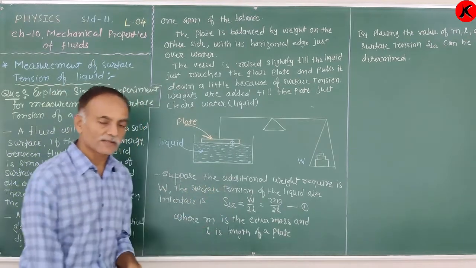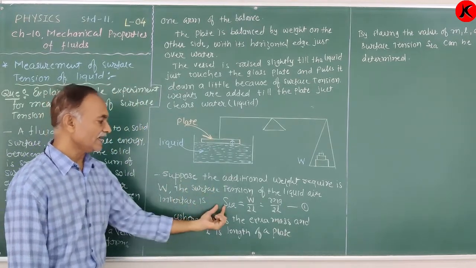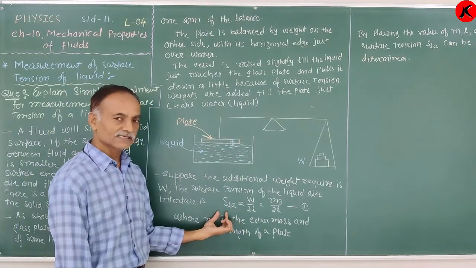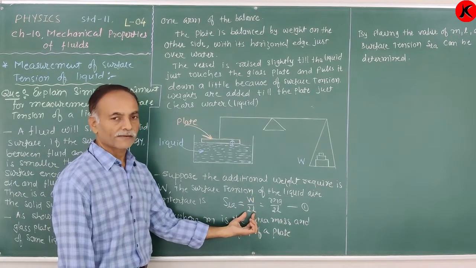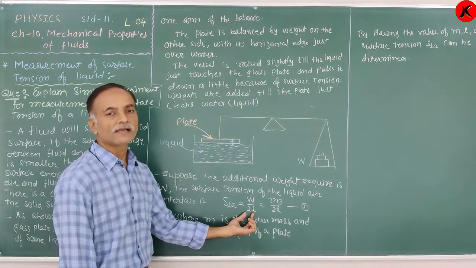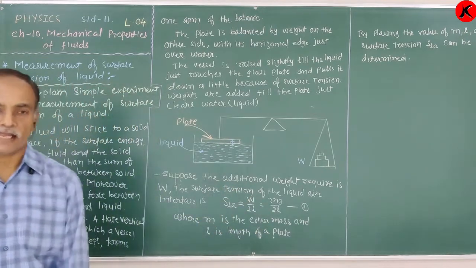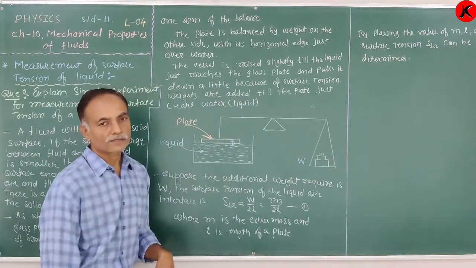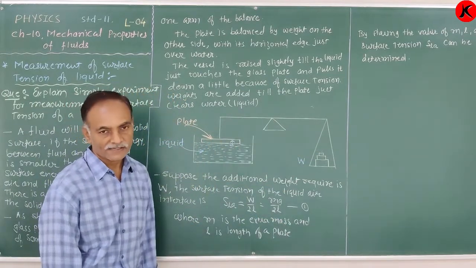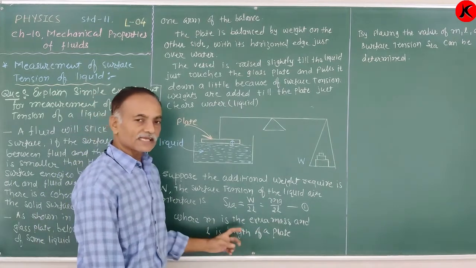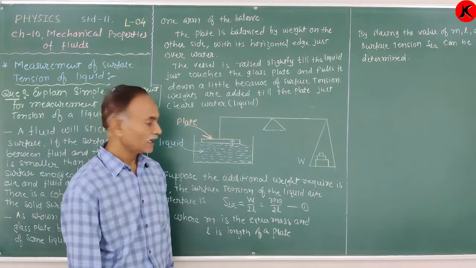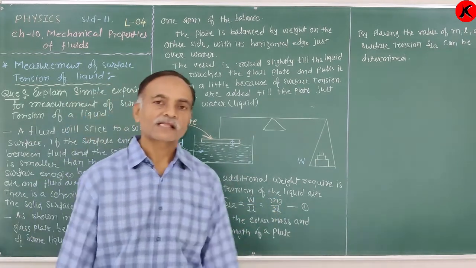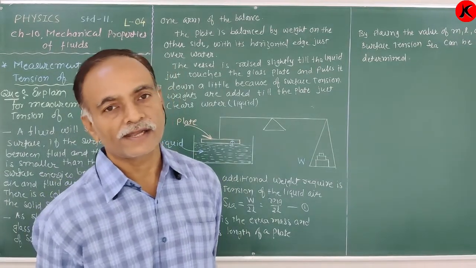The surface tension of the liquid-air interface, S_LA, is equal to weight upon 2L. Therefore, S_LA = mg/2L. Equation 1. M is the extra mass required to clear the surface of the glass plate, and L is the length of the glass plate. By substituting the values of m, g and L, we can calculate the surface tension of a given liquid.